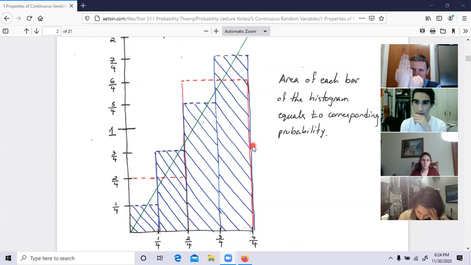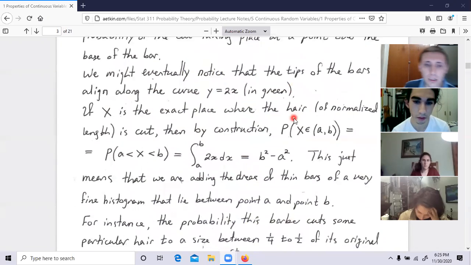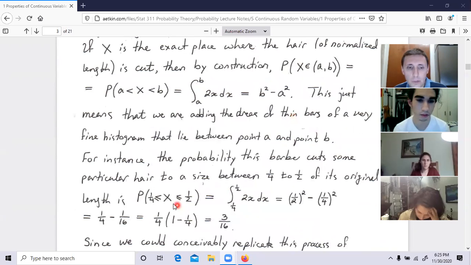So let's say here there is a huge jump. And no matter how many matches you stick between, there is a huge jump. So the idea is that there is a gradual transition from the elevation of the matches, those boxes. Okay. So for example, what's the probability that x is between 1/4 and 1/2?